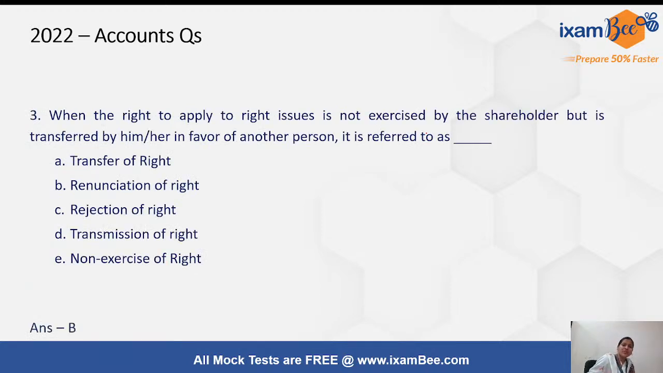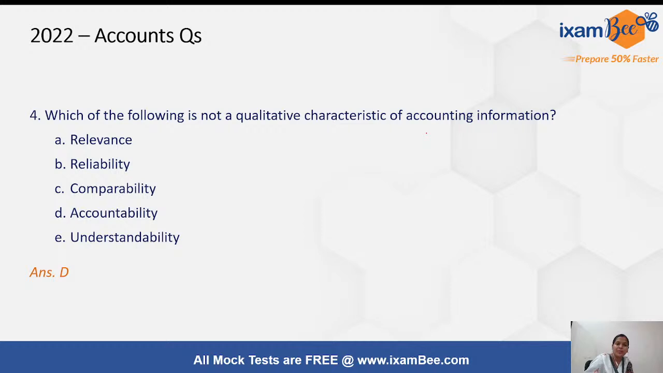Now this was a conceptual question related to rights shares. They had not talked about the share transaction. They had just asked: if a particular person is not exercising his right and is giving it to somebody else, what is that terminology known as? The terminology is renunciation. I am renouncing my right in favor of somebody else. So that is the correct answer here, B.